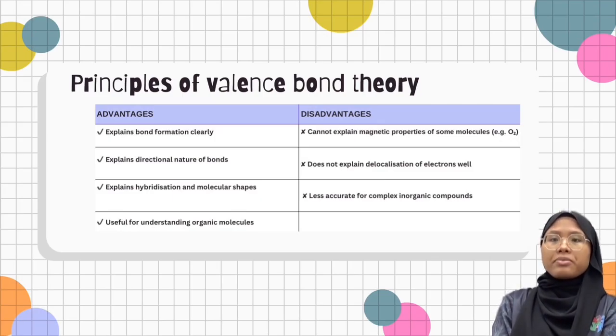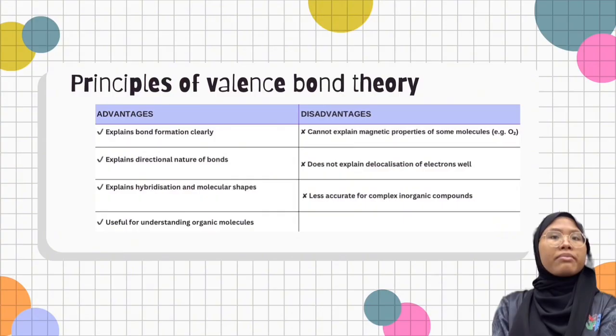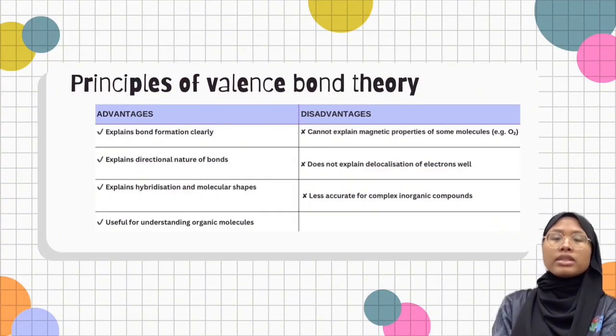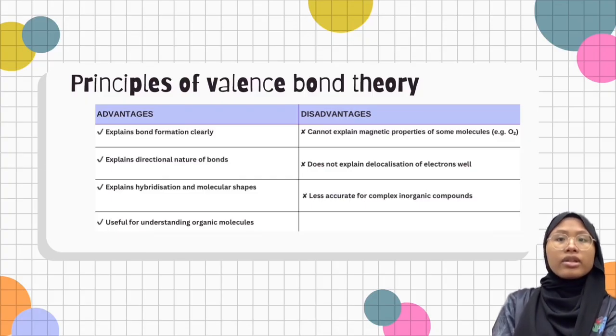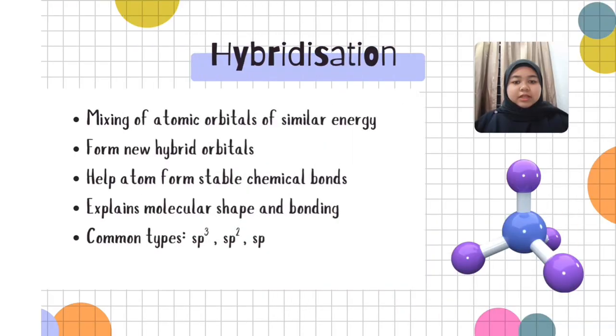Advantages are: explain bond formation clearly. Next, explain directional nature of bonds, and explain hybridization and molecular shape. Lastly, useful for understanding organic molecules. Disadvantages. First, cannot explain magnetic properties of some molecules such as oxygen. Next, does not explain delocalization of electrons well. Lastly, less accurate for complex inorganic compounds.